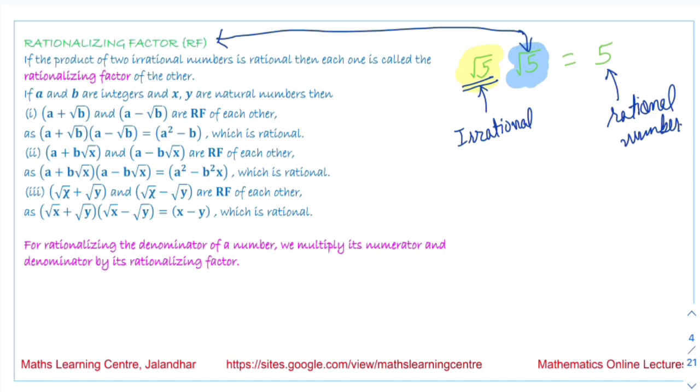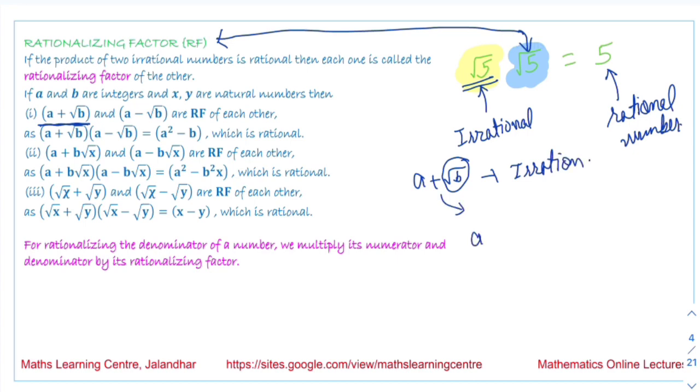There is no general formula, but we can find the rationalizing factor by the method of inspection. We can look at the number and correspondingly see what the rationalizing factor will be. If I am talking about a plus square root b, we cannot simplify square root b further, so a plus square root b is irrational. I want to convert this number to a rational number.